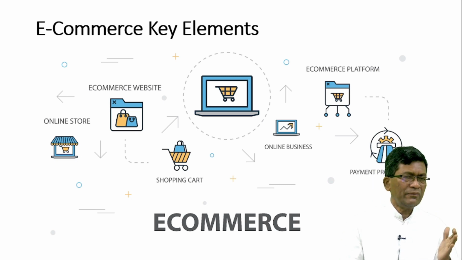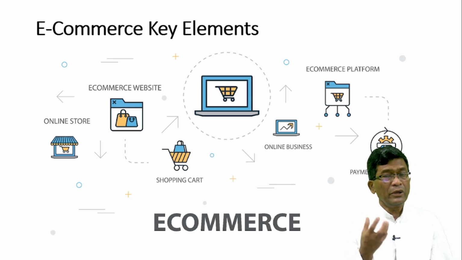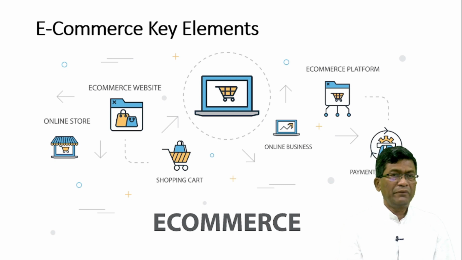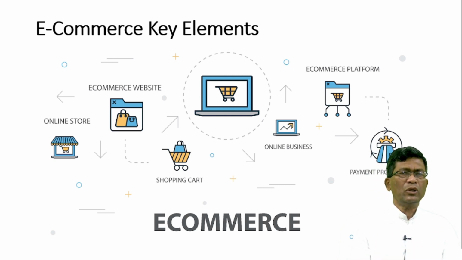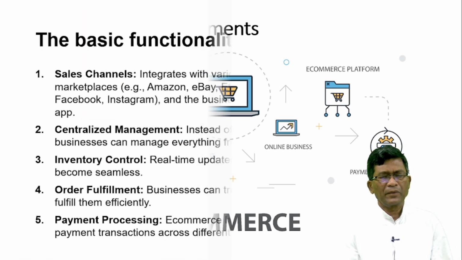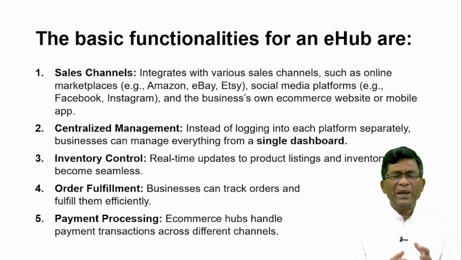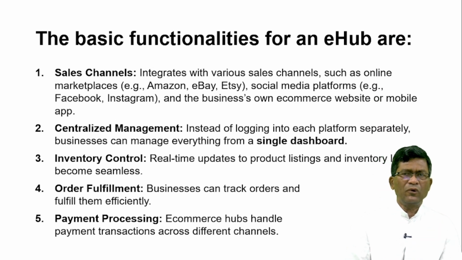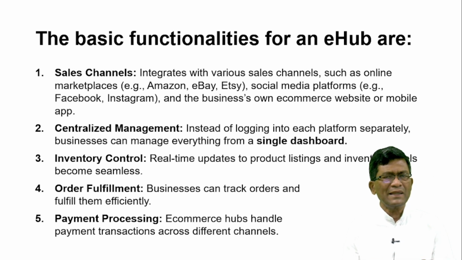So while on one side we have the e-commerce website which is owned by the business entity, if there is a big company, they can bring into their own e-commerce website all these functionalities to make e-commerce effective. But for small players, it's better to use an e-commerce platform. So what are these basic functionalities of an e-commerce platform or eHub? Both mean the same. Let's look at it from five perspectives or 5 functionalities.